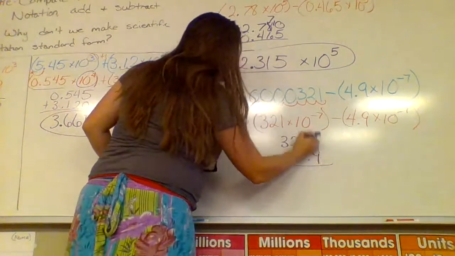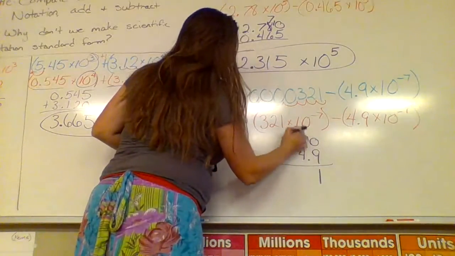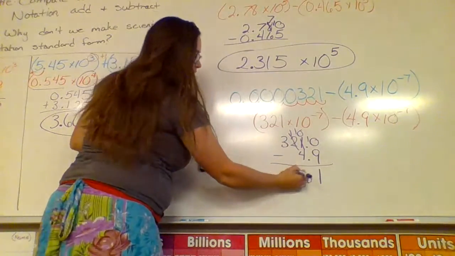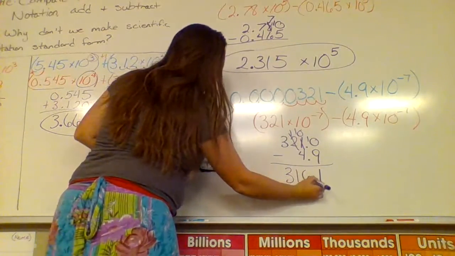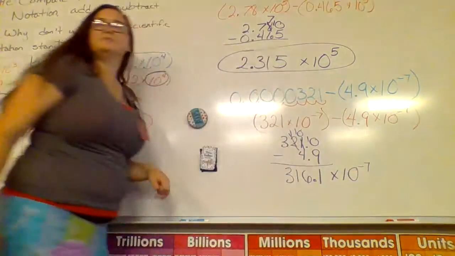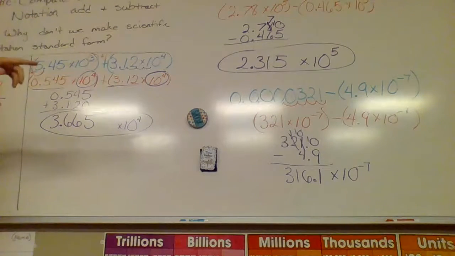So when we do this, what's 10 minus 9? 10 minus 4? 6. Then your 1 and your 3 come down. Times 10 to the negative 7. Are we done? Yeah. Is that scientific notation? Yes.